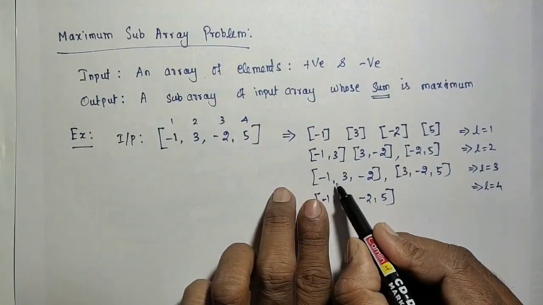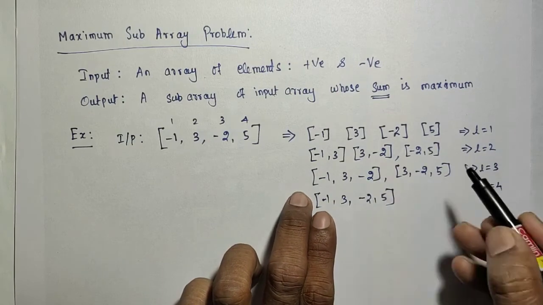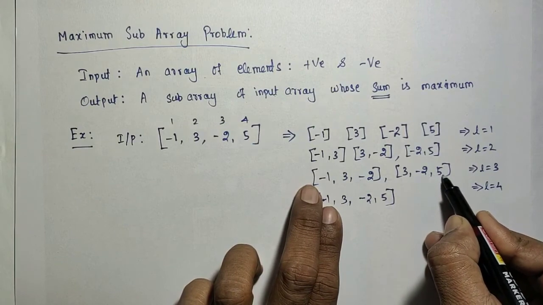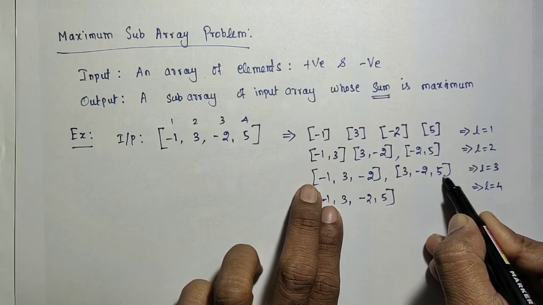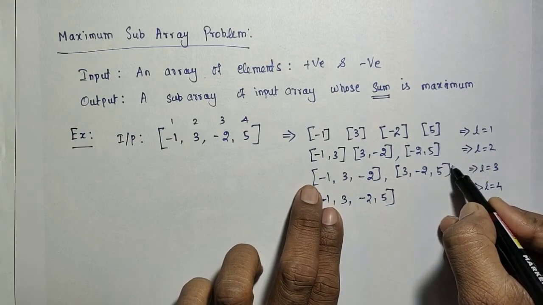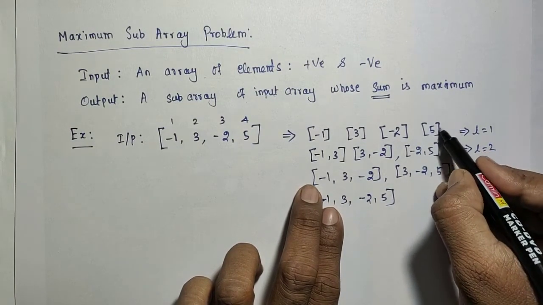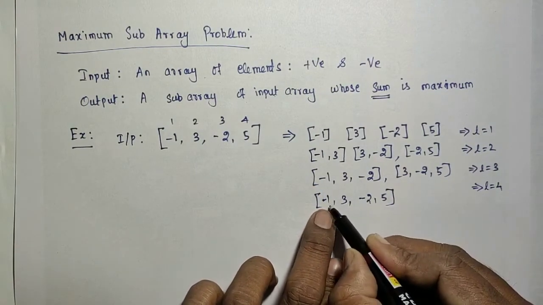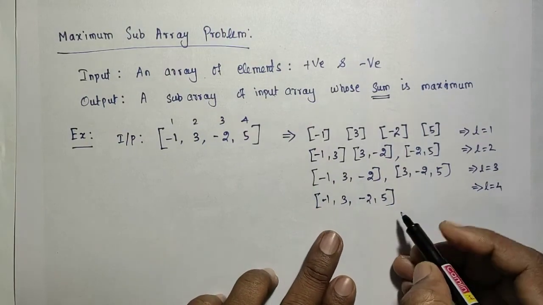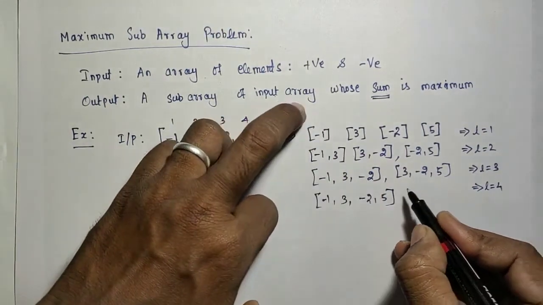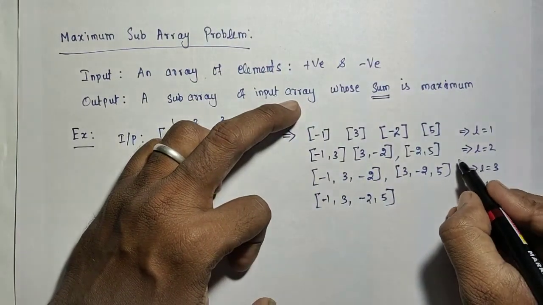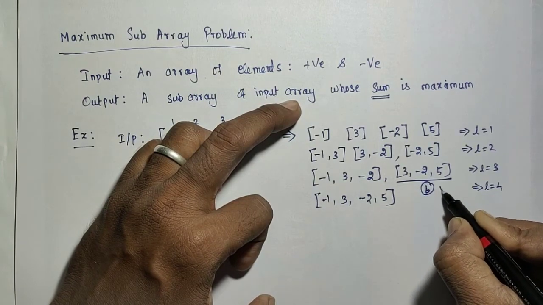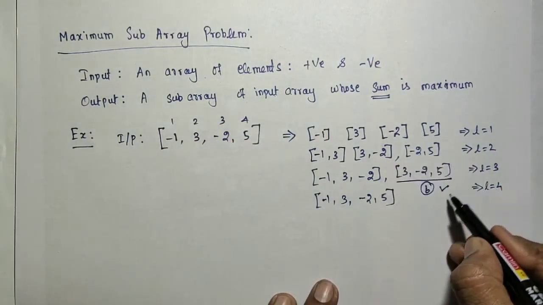Next, compare here. -1, 3, -2 is 0, which we can ignore since it is not greater than 5. Then 3 minus 2 and then 5: 1 plus 5 is 6. So 6 is greater than the previous one, so this is the maximum now, and we can ignore the others. This is the biggest sum because the summation is 6. If you consider the entire array, -1, 3 is 2, 2 minus 2 is 0, 0 plus 5 is 5. After checking all the subarrays, this subarray's summation is 6, so it will be chosen as the maximum subarray. That will be written as the output.